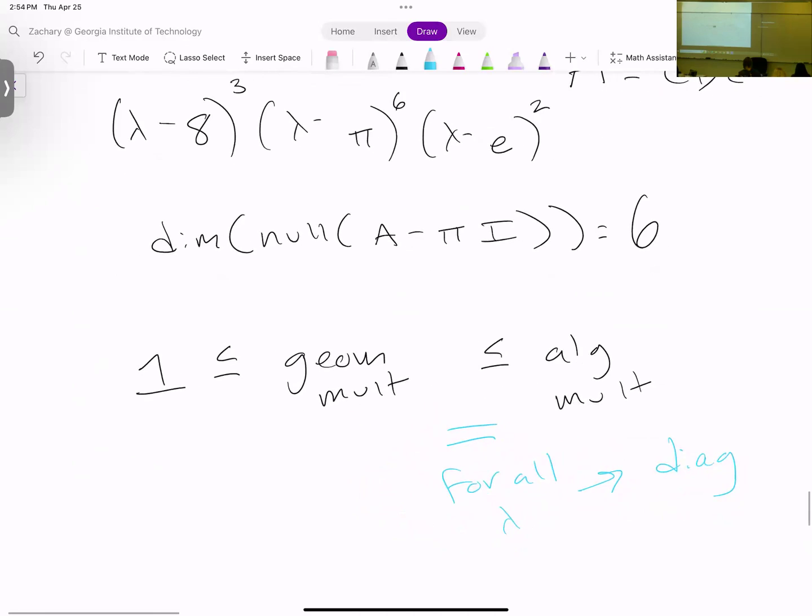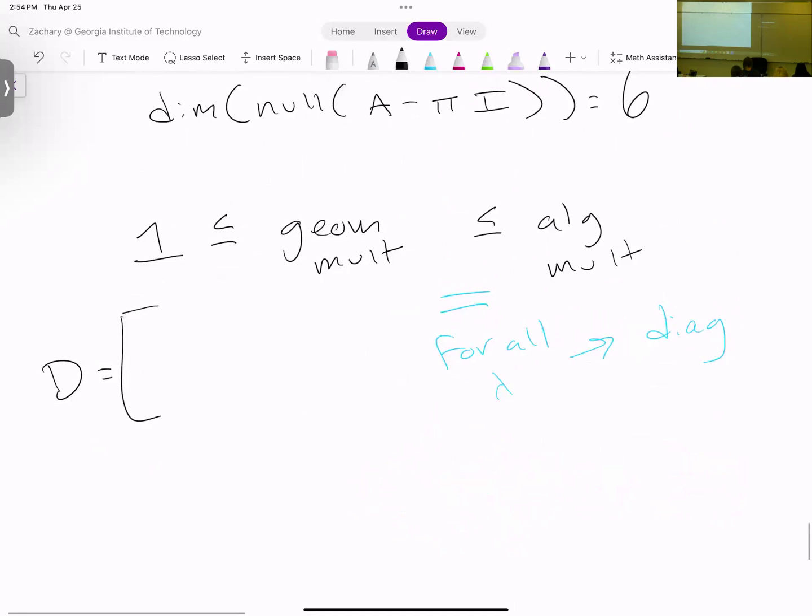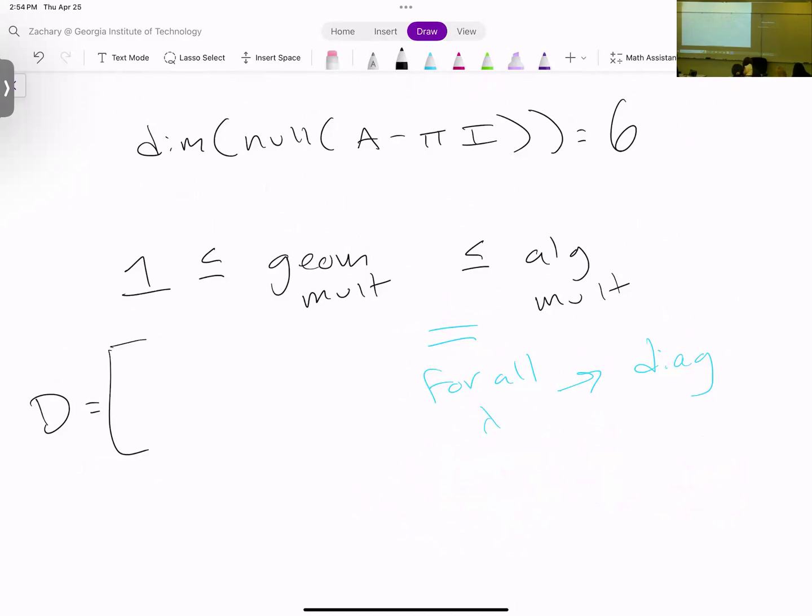Another way you can see this is if we're filling in a matrix, right? These are my eigenvalues. We'll call it like 8, 8, 8, 8, pi, and so on. Your C has to be able to fill this with vectors as many times as you have eigenvalues. This is going to be 11 by 11. We have to have 3 vectors to fill in my 8 space, right? So we have to be able to fill that the same number as we have eigenvalues. That's why our algebraic and geometric multiplicities have to be equal to be diagonalizable.